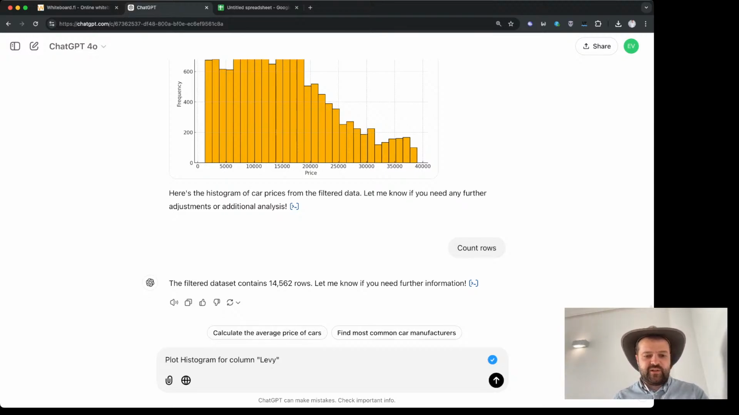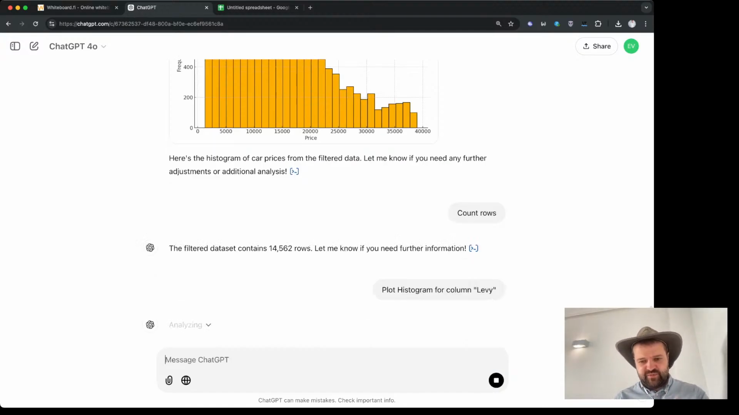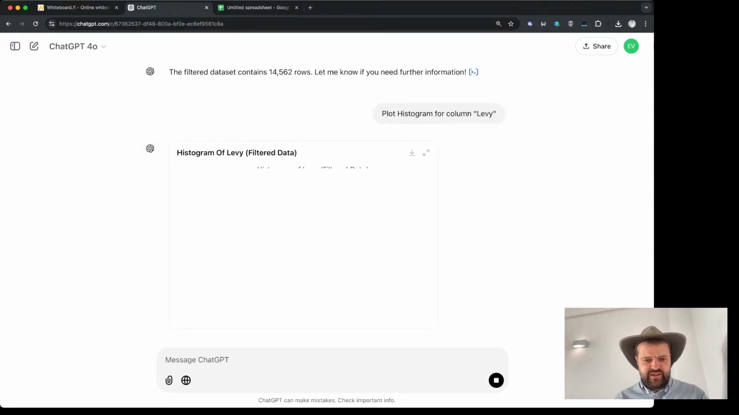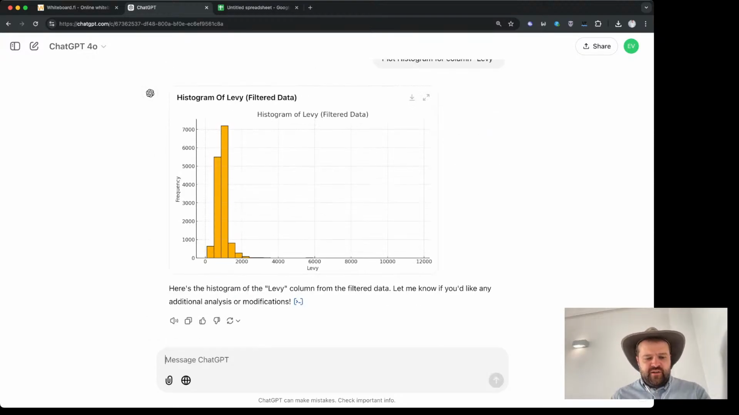Of course, if you have the expert knowledge of what a column means, you will have a greater advantage and be able to clean it better. So, plot histogram for column levy. Let's see what we get here. Maybe I sometimes mess up my prompts, so sorry for that. Okay, we again see that this is not great. Interactive charts are not supported, right? It would be nice if there were interactive charts. Okay, this will not be perfect, but we can do something.